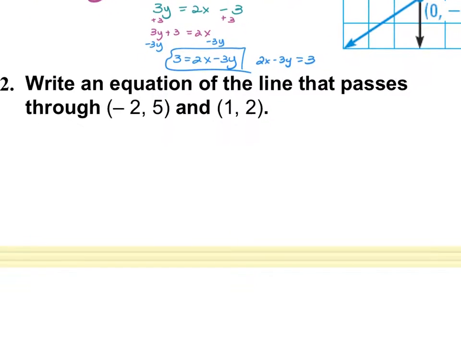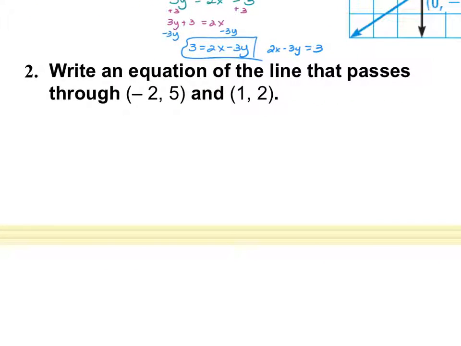All right, second one says write the equation of a line that passes through -2, 5, and 1, 2. I don't have either the y-intercept or the slope, right? What do I do? Find the slope. So x1, y1, x2, y2, and I get 2 minus 5 over 1 minus a -2. -3 over 3, which is -1. There's my slope.